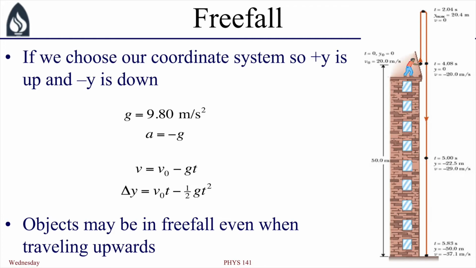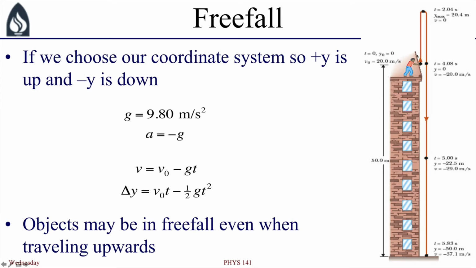Another important thing to point out is that objects may be in free fall even when they're traveling upwards. Now, this is a head scratcher. How can an object be freely falling if it's going in the upward direction? Well, remember that we defined free fall as being an object in motion when only gravity is acting upon it. So think about standing at the top of a building and throwing a ball upward. The instant the ball leaves your hand, your hand is no longer pushing on the ball. The only force acting on the ball is gravity. And so the instant that ball leaves your hand, it is in free fall, even though it's still going up.